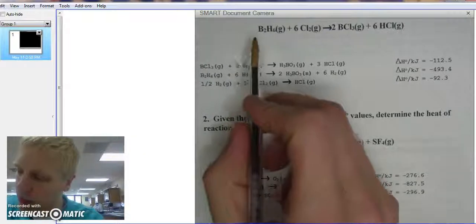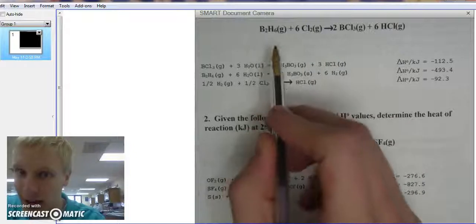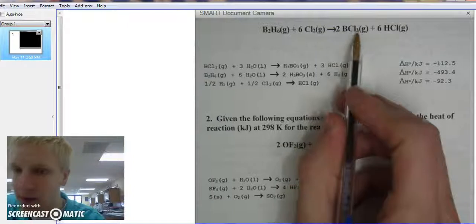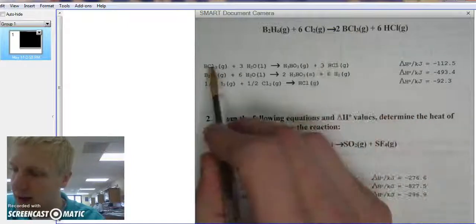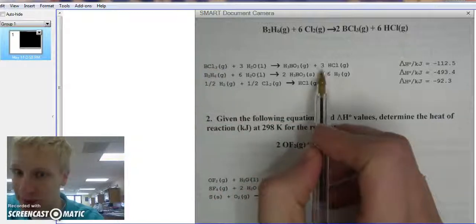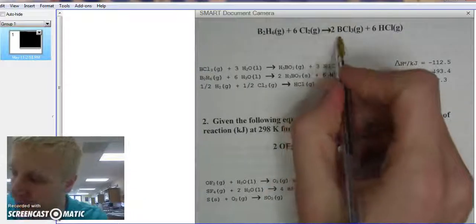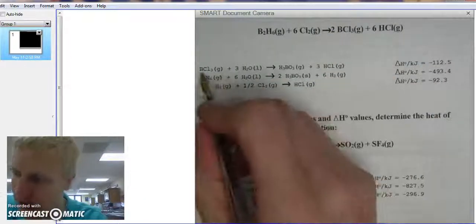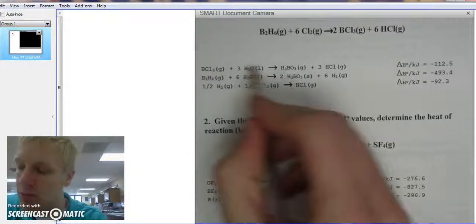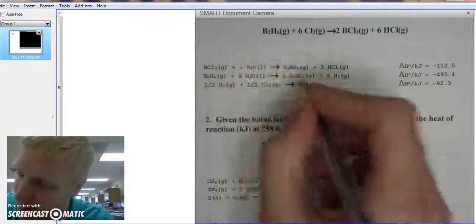So, what I usually do is skim this overall reaction. This is what I want to get to. I see that BCl3 is on the product side here, but in this equation it's on the reactant side. I want it on the product side, so I'm going to have to flip this reaction. But I have two BCl3s here, and there I just have one. So not only am I going to have to flip it, but I'm going to have to multiply everything by 2. I'm going to rewrite it.